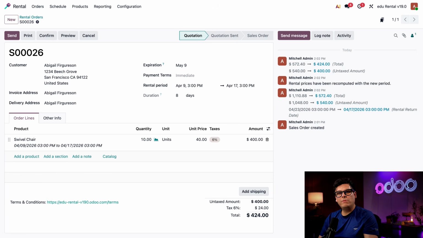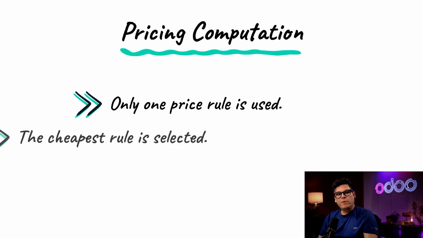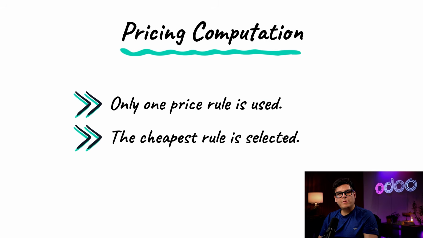It's because Odoo follows a set of rules when calculating pricing. Let's break down that logic. So the rental app follows two main rules. It uses a single rental price per rental period. It doesn't mix and match price rules. Odoo always rounds up to fully cover the rental period. It always chooses the cheapest option for that duration.